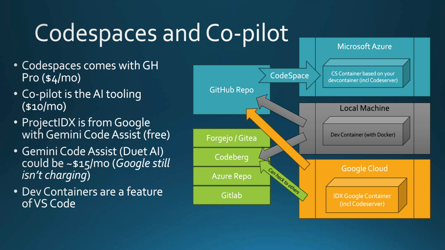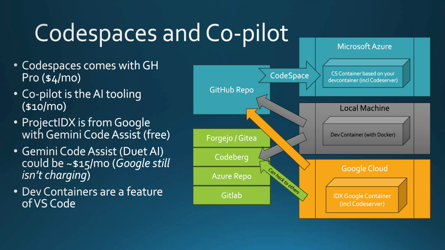Codespaces and Copilot are different things. Copilot is the AI tooling. That's $10 a month if I want to pay out of pocket. We have Copilot as well here at WellSky. But I want to make sure that you know that the two are different. Codespaces comes with GitHub Pro. Copilot is an add-in on top of that.